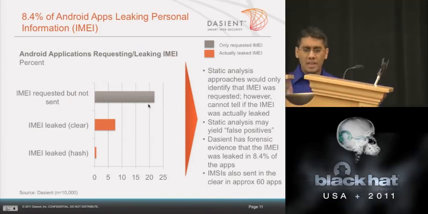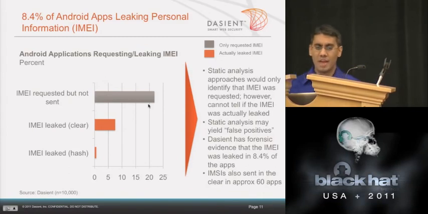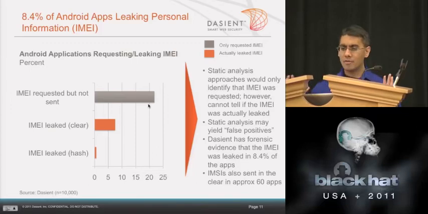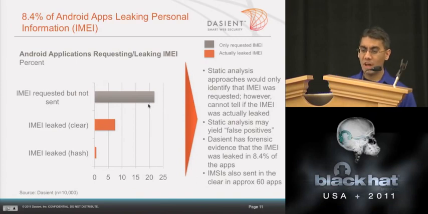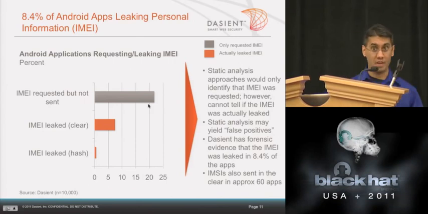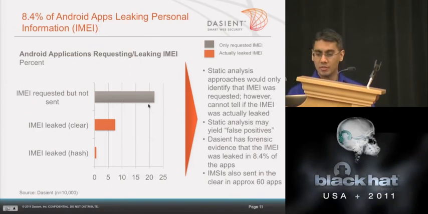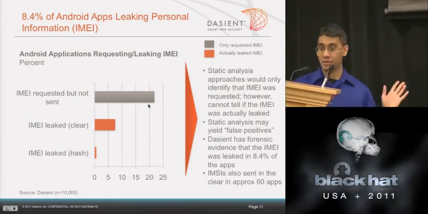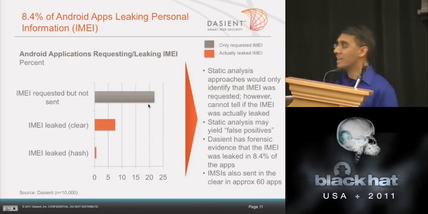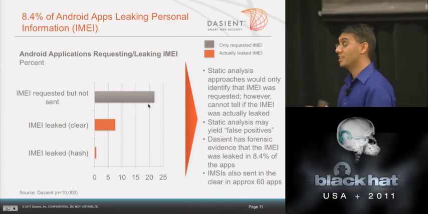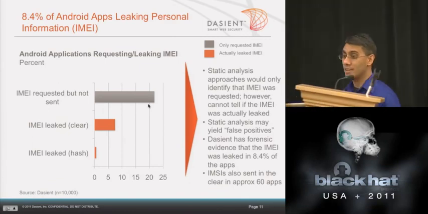So looking at the set of applications that requested IMEI numbers, out of a subset of the samples, there were a number of applications that requested the IMEI number but didn't send it off to a remote server, or at least we didn't see the behavior based on the limited analysis that we did. A number of them actually sent out the IMEI in the clear, just the bits. There were a few applications that attempted to compute an MD5 or a SHA-1 or a SHA-256 hash of the IMEI number before sending it out.